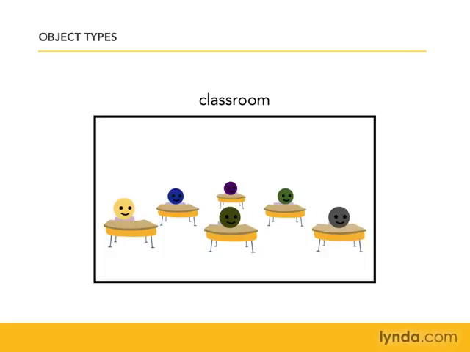Now that we understand that everything in Ruby is an object, let's take a look at these basic object types that exist in Ruby and begin learning to program with them.